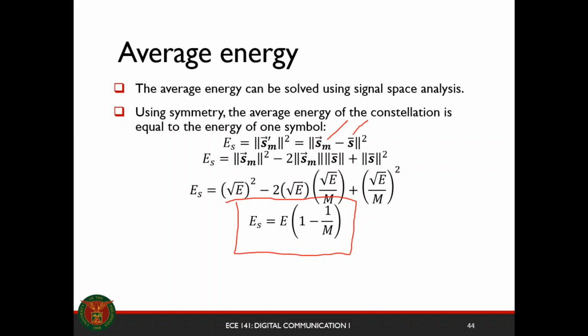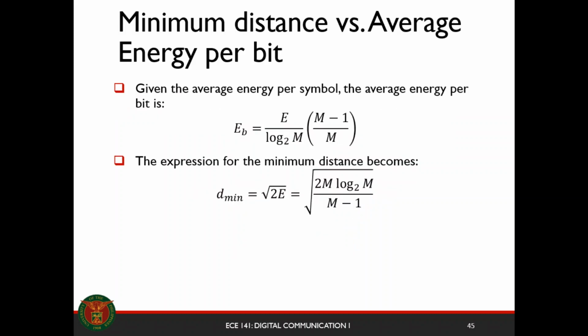As compared to your orthogonal signaling, we have a factor of -1 over M here. Right? So we are now interested in the minimum distance as a function of your energy per bit. Thus, the expression for the minimum distance becomes this expression right here.